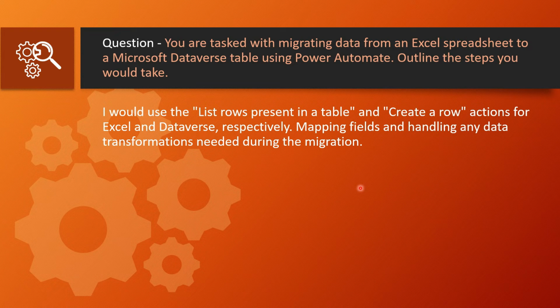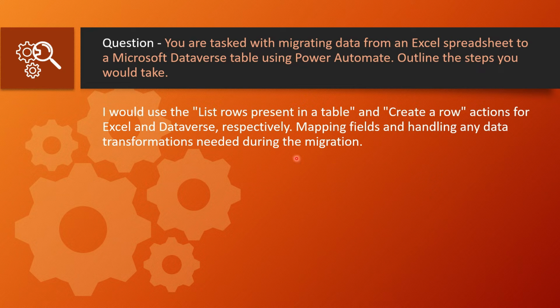The next question: you need to migrate data from an Excel spreadsheet to a Microsoft Dataverse table using Power Automate. How will you create the flow for that? Here there are two actions we need to use. The first one is 'list rows present in a table', and the second one is the 'add a new row' action for Dataverse.